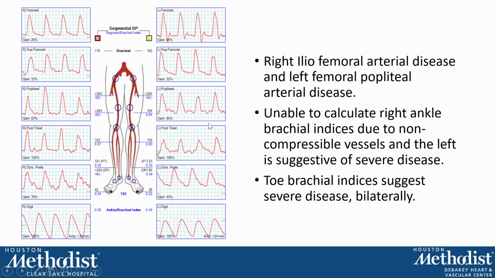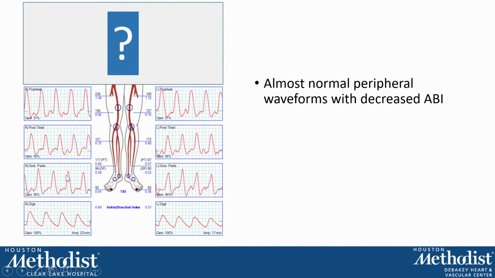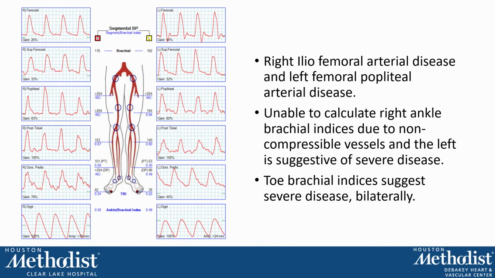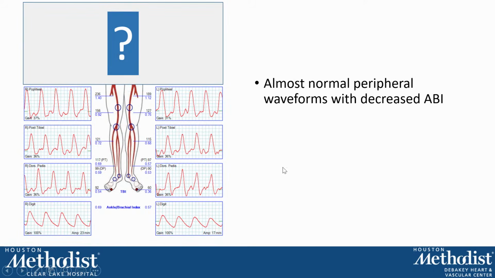But we know that here there is disease in the anterior tibial segment, maybe in the superficial femoral segment. Here, waveforms kind of translate symmetrically. So I don't see a lot of disease until I get to the dorsalis pedis. So on the right side, we can claim there's iliac inflow disease and dorsalis pedis disease, or anterior tibial disease in that case, which is kind of the vessel that supplies the dorsalis pedis.